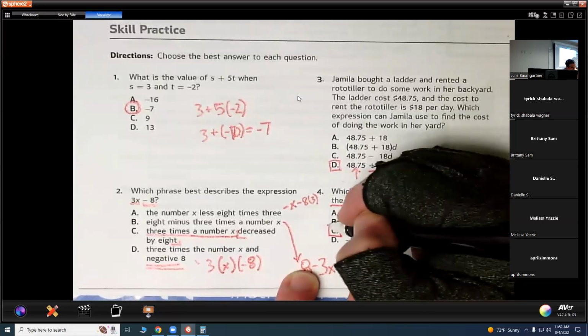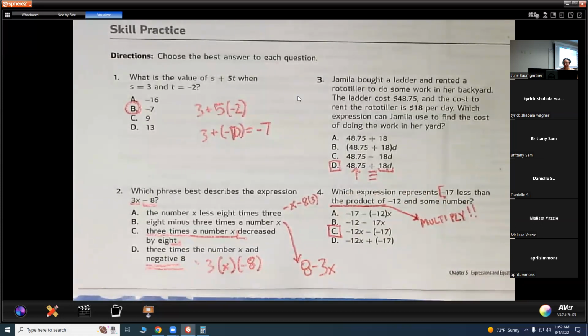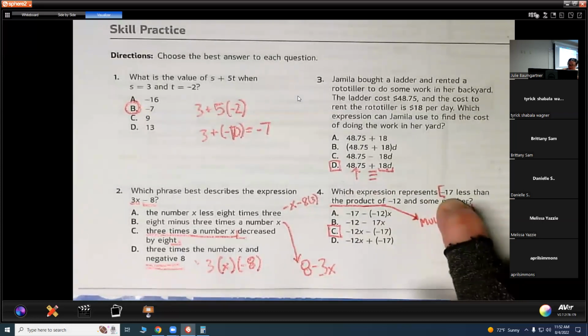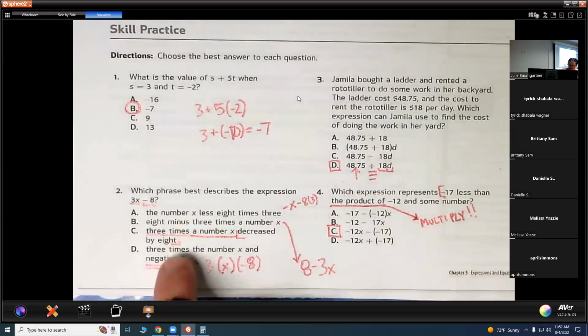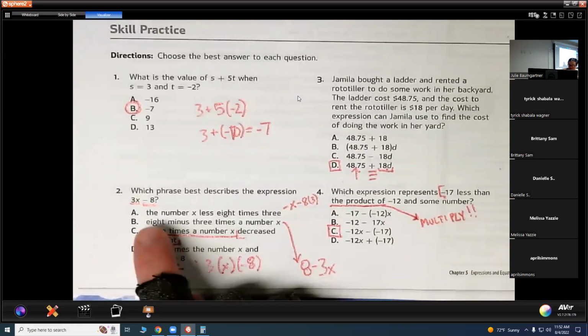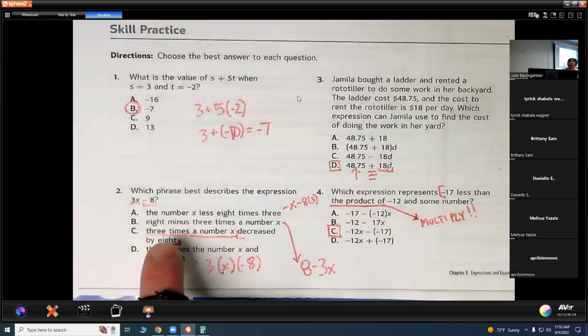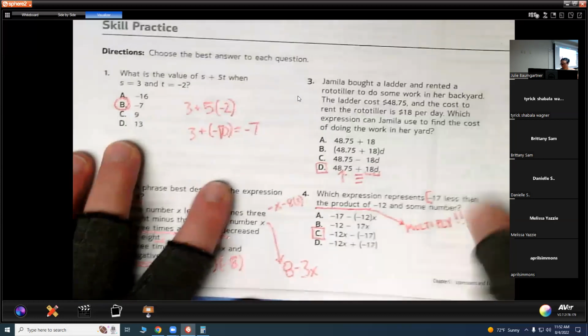So awesome work, April. Does everyone agree with C for number 4? Is anyone confused? Like I said, when it's something less than this, then that means this goes second. Whereas once again, if it's 8 minus, then this is first minus second. Anyway, good job, guys.